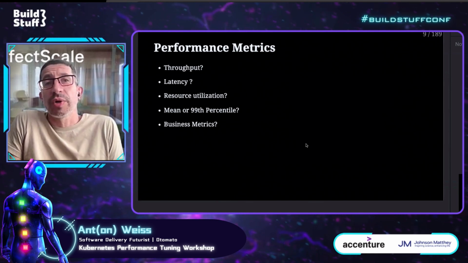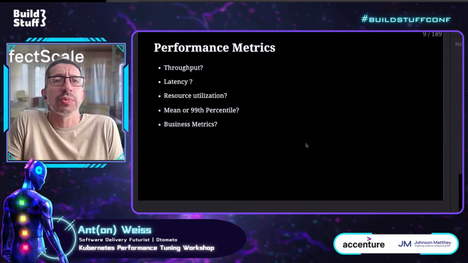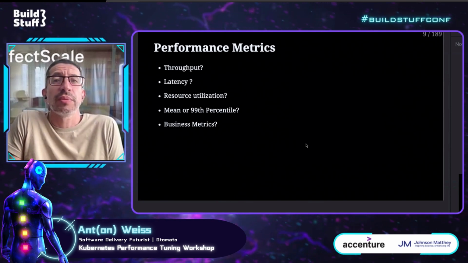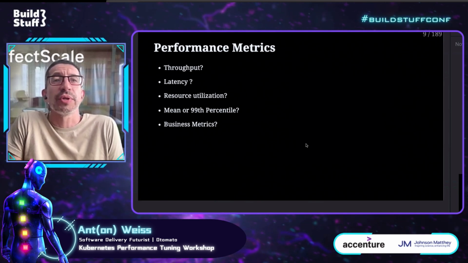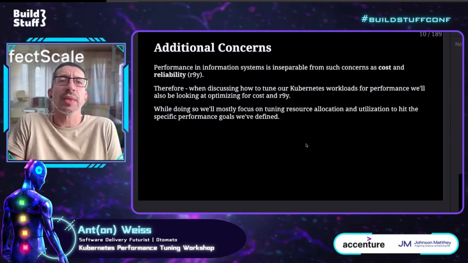Or maybe we're not concerned with any of these. We don't care about throughput or latency. What we care about is business metrics. I don't know, how many products are we getting sold, right? How much money are we earning? And we don't care what the latency or the throughput is. Maybe for what we're doing, this is not important.